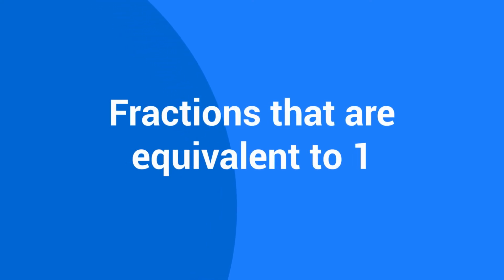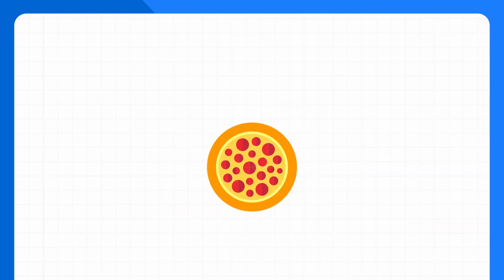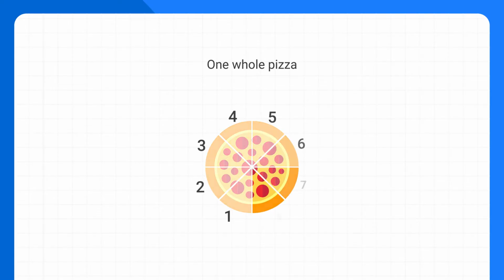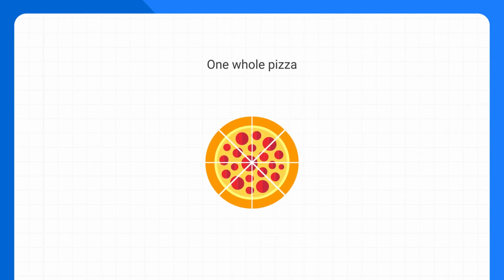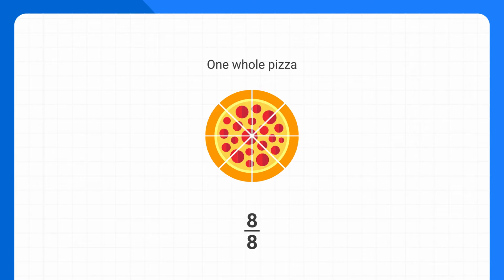Today we're learning about fractions that are equivalent to one whole. Let's say you ordered a pizza, and you get this entire pizza delivered to your door. You'd say that you have one whole pizza. But you could also see your pizza's been cut up into slices. You'd say that you have 8 pieces of pizza, and the pizza was cut up into a total of 8 slices. So as a fraction, you have 8/8 of a pizza.